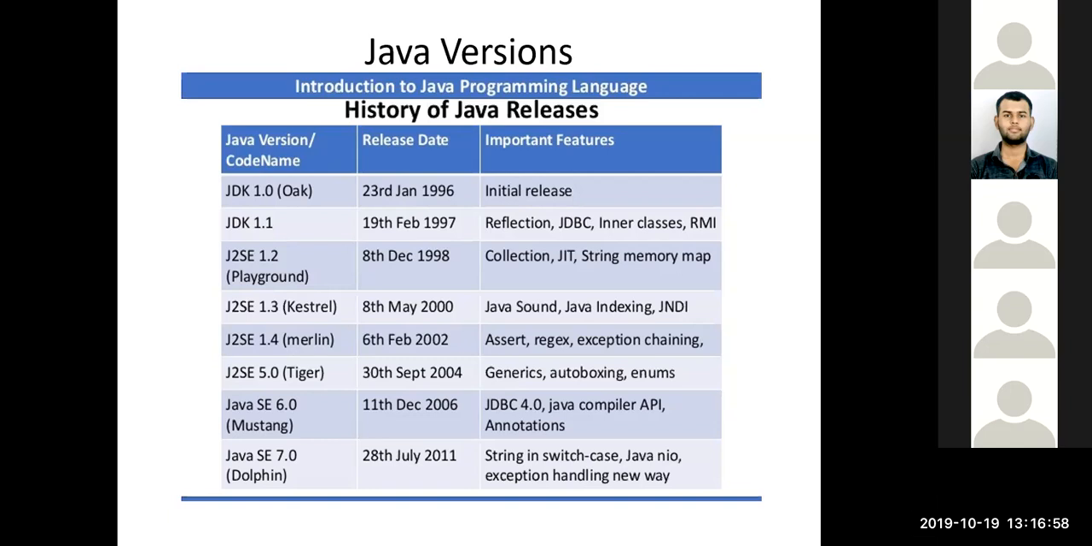Then Java 1.5. Java 1.5 is also known as J2SE 5.0. That is called Tiger. It was introduced in September 2004, and it came with some very important features. Those are generics.